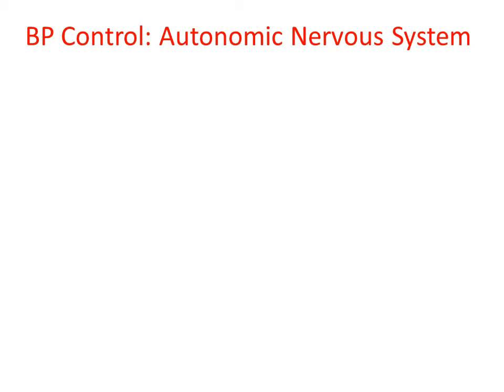The autonomic nervous system is a division of the peripheral nervous system. It works unconsciously and is regulated by the hypothalamus. It consists of the sympathetic, fight or flight, and the parasympathetic, rest and digest. The autonomic nervous system regulates arterial blood pressure in several ways.